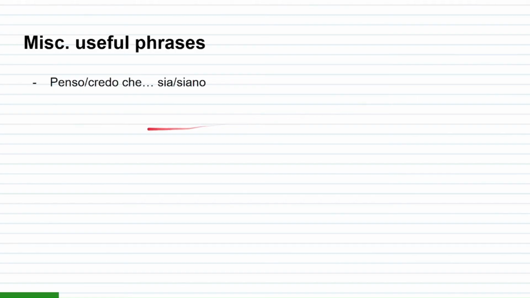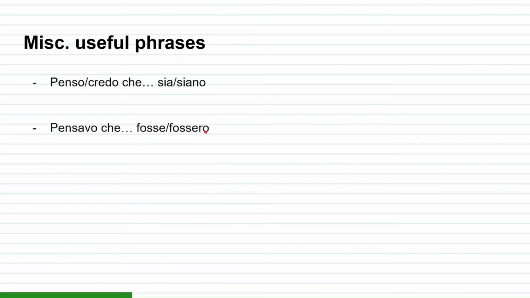Penso che or credo che means I think that and needs to be followed by a subjunctive. See the earlier verb slide about what that is. But to make it easier, just using sia in place of è for it is, or siano in place of sono for they are, is enough. Make sure you're not using another verb like fare or avere if you were to use this phrase though, as otherwise you would need to conjugate that into the subjunctive, which is a lot more difficult.